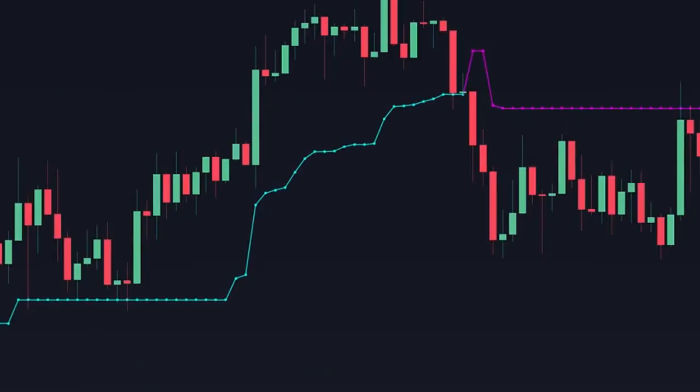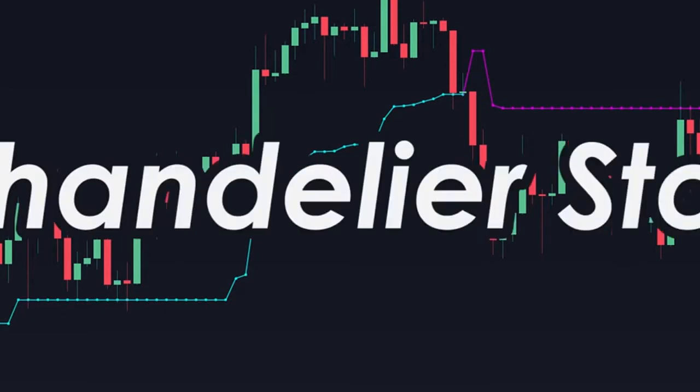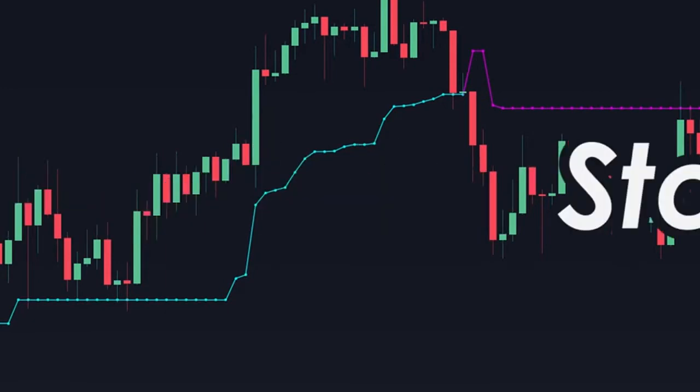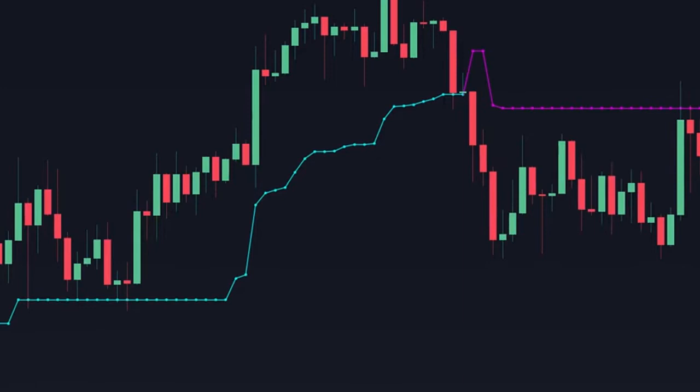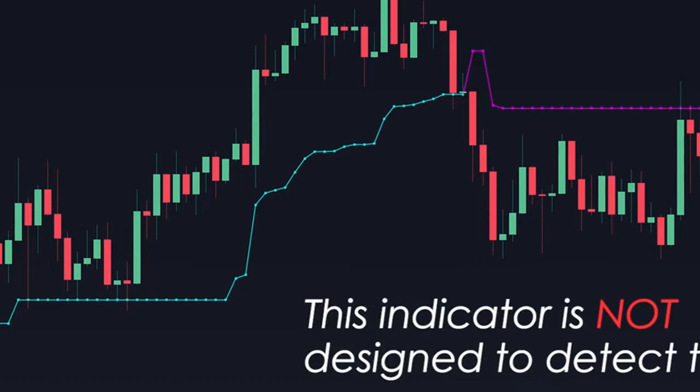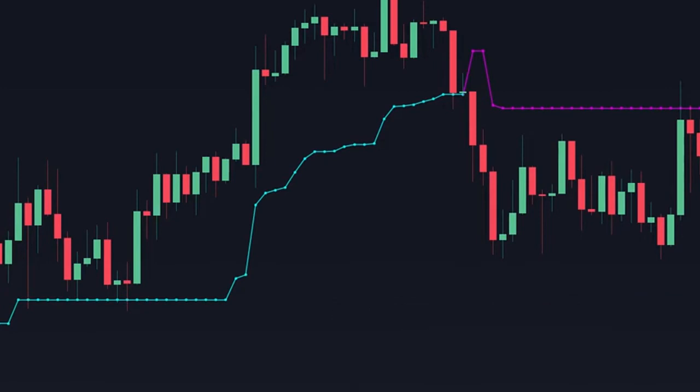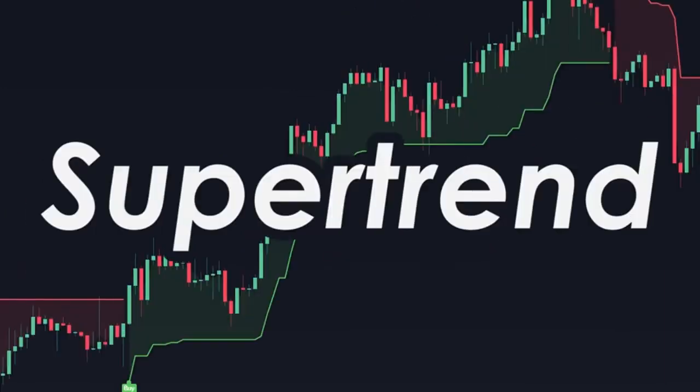If you want to use the ATR as a trailing stop loss, you can use an indicator called the chandelier stop. This indicator is also based on the ATR. It is designed to keep traders in trend until a reversal happens. So, you can close your trade when a candle hits the chandelier stop. And disclaimer, this indicator is not designed for entry positions. You don't want to take long or short positions based on this indicator. If you want a similar indicator that is actually designed to detect trends, you can use the Supertrend indicator instead.